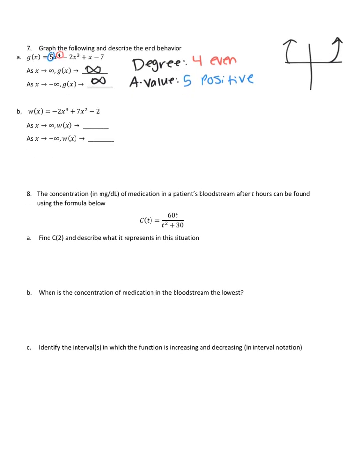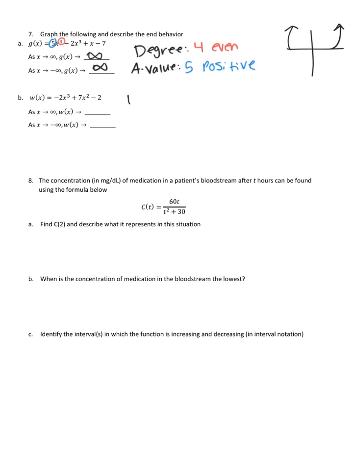For part B, we're going to do the same thing. So my degree here, my highest exponent is a 3, and 3 is an odd number. My a value is -2, and that is a negative number. So odd means that my graph is going to go in 2 different directions, and a negative a value means that the right half of the graph is going to point down.